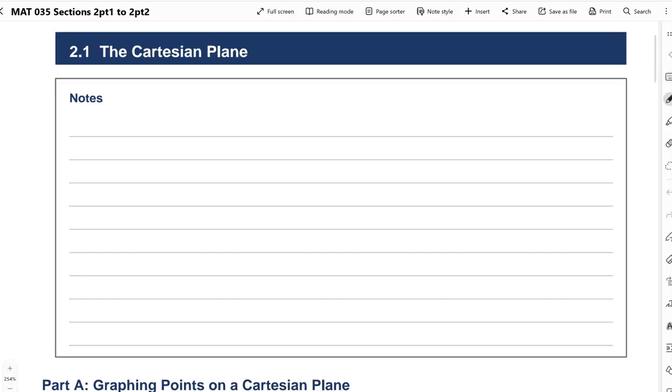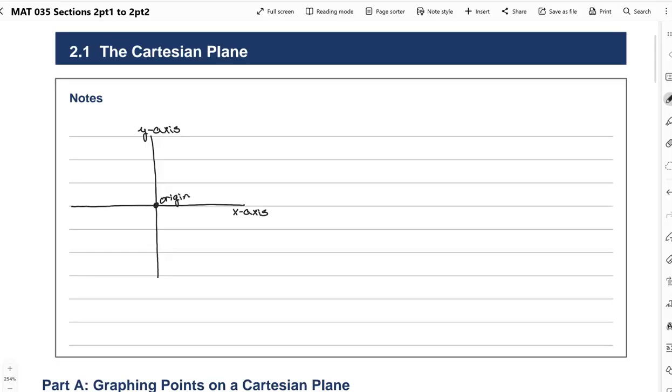So when we talk about the Cartesian plane, we're talking about a set of coordinate axes that divides the plane into four pieces. This horizontal axis is called the x-axis, and this vertical line is called the y-axis. And where the x-axis crosses the y-axis is this place called the origin.